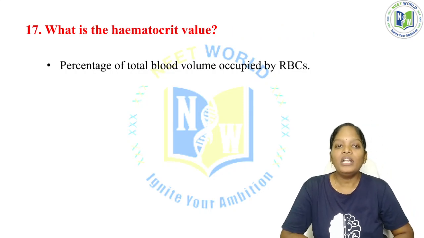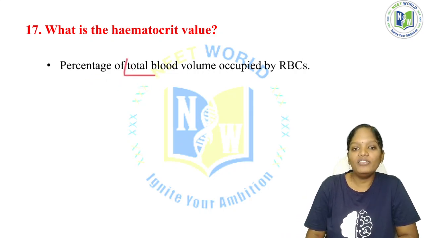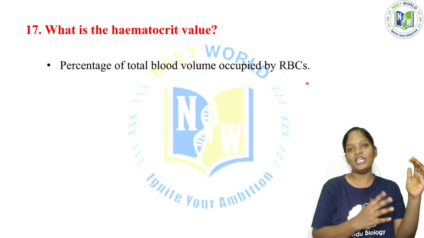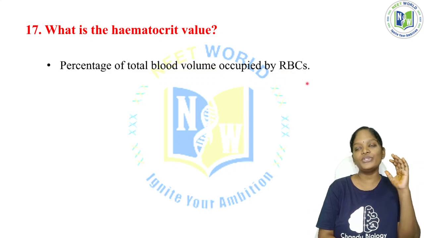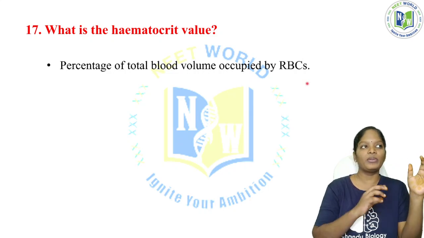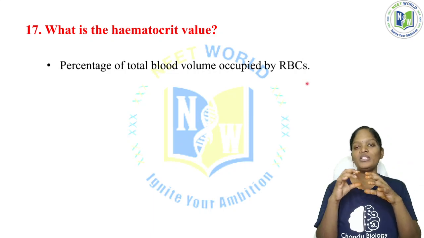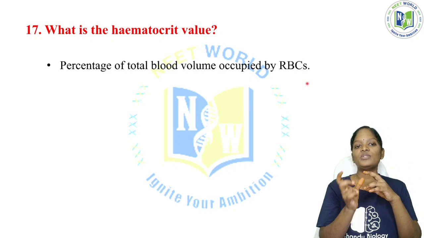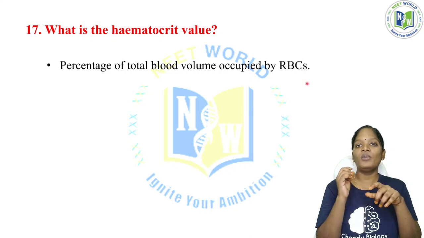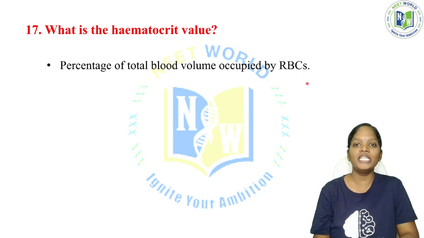Now, what is the hematocrit value? The hematocrit value is the percentage of total blood volume which is occupied by the RBCs. We have a total volume of blood, and in the blood we have RBC, WBC and platelets together with all other proteins also. When compared to the total volume of the blood, the volume occupied by the RBC is what the hematocrit value is. Hematocrit value means the percentage of the RBC volume present in the total blood volume.